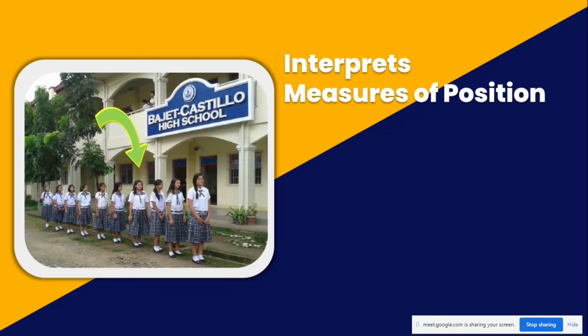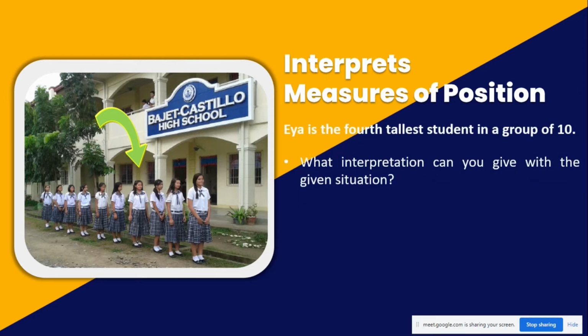So, interpreting measures of position. Suppose, you can see the arrow placed here, right? Girls are falling in line, maybe for a flag ceremony. Assuming the one with the arrow is named Aya. So, Aya is the 4th tallest student in a group of 10. What interpretation can you give with the given situation?